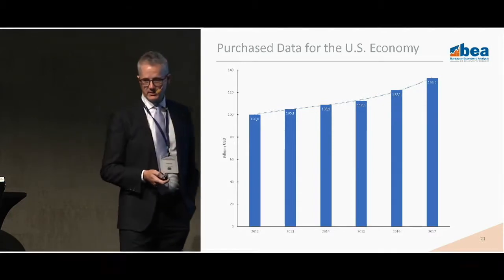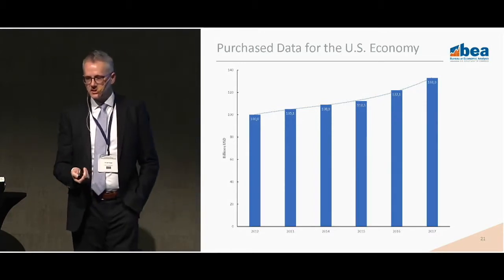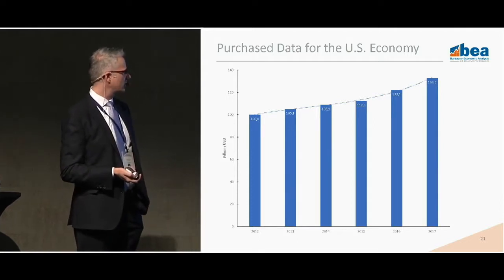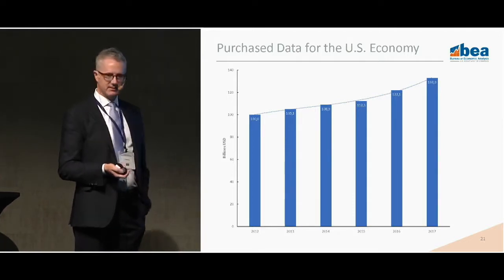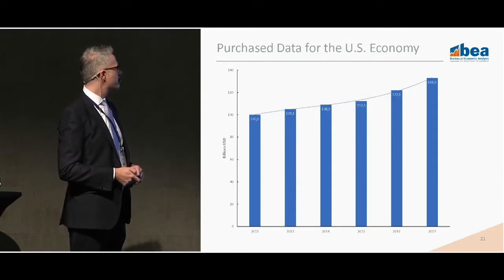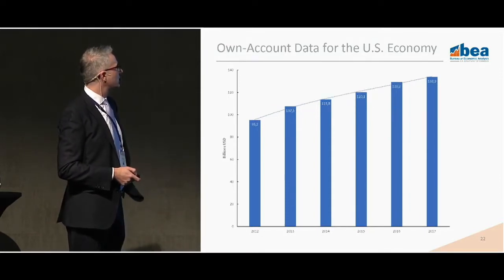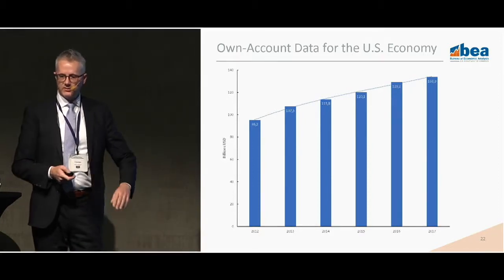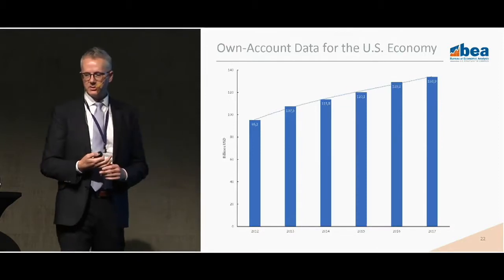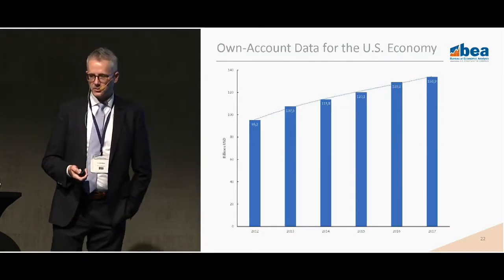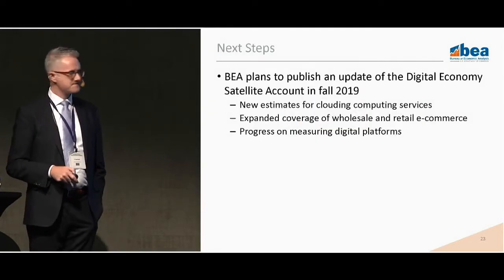So here we're looking at the preliminary estimates for purchased data. It increases from about $100 billion in 2012 to $133 billion in 2017. This is an average annual growth rate of about 5.5%. And these are our preliminary estimates for own account data, increasing at an average annual rate of about 6.7%, from 95.2 to 134 billion in 2017.